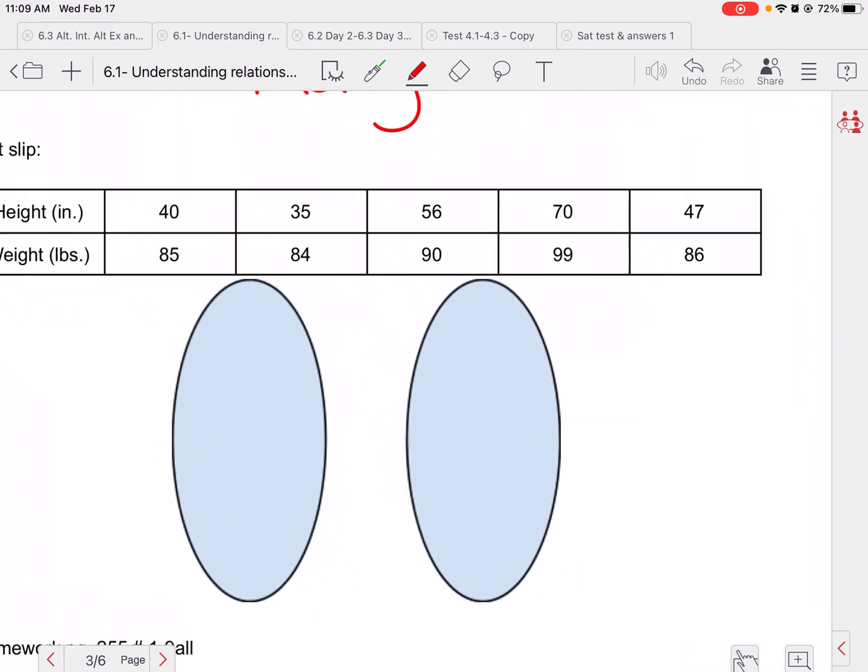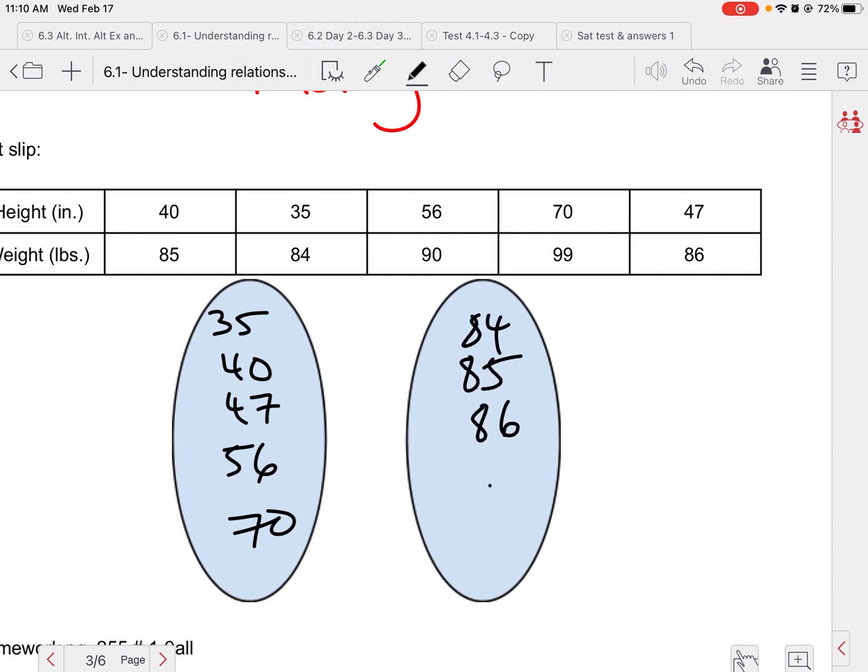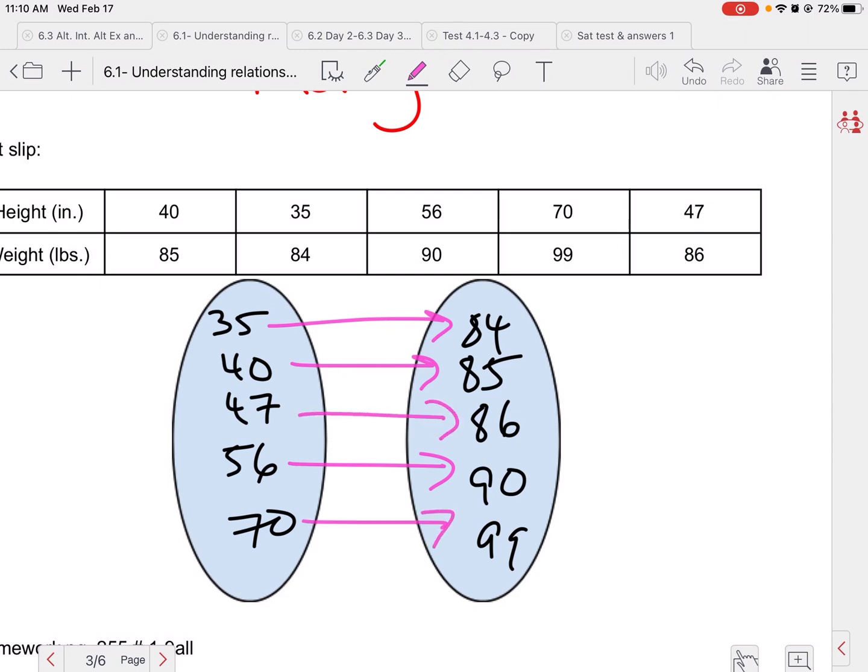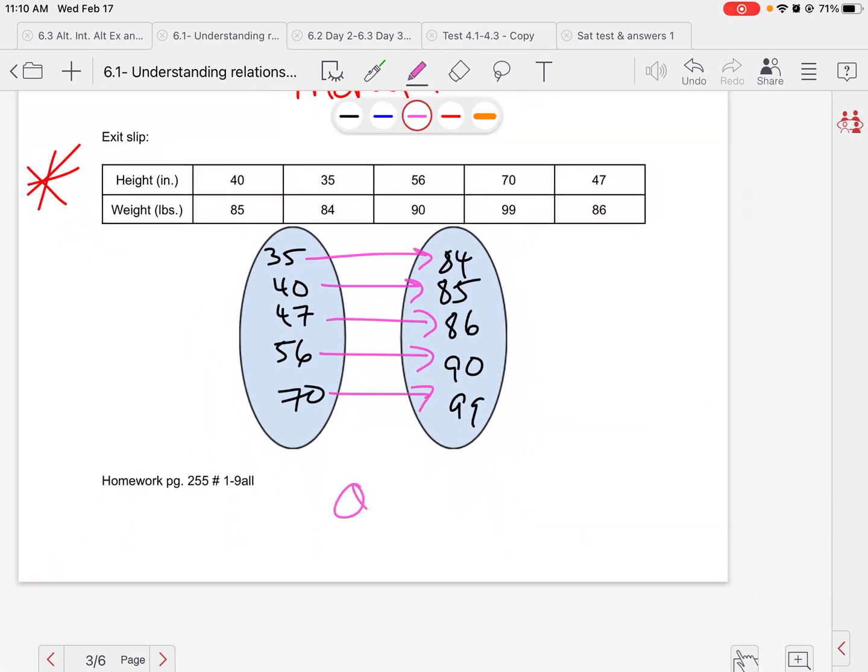Okay? So again, I'm just going to put these in numerical order. So we have 35, 40, 47, 56, and 70. And then 84, 85, 86, 90, and 99. So I know that my input of 35 comes out to 84. 40 goes to 85. 56 goes to 90, 70 goes to 99, and 47 goes to 86. So this is a one-to-one relation, okay, because each input has exactly one output, okay?